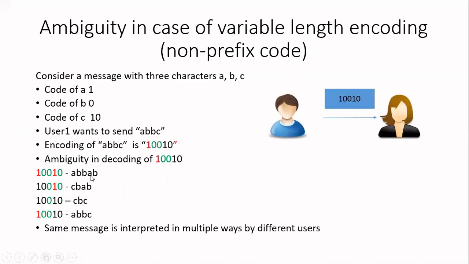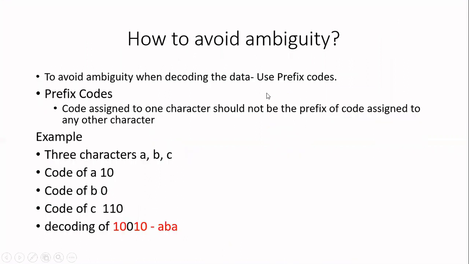So now you can see this. The code for A is 1, okay? And this code is a prefix in the code for C. That means in C, I have 1, 0. In 1, 0, first I have this 1 as a prefix. Because of that only, I am having this problem. So now I want to avoid this problem. So for that, I am going to choose something known as prefix code.